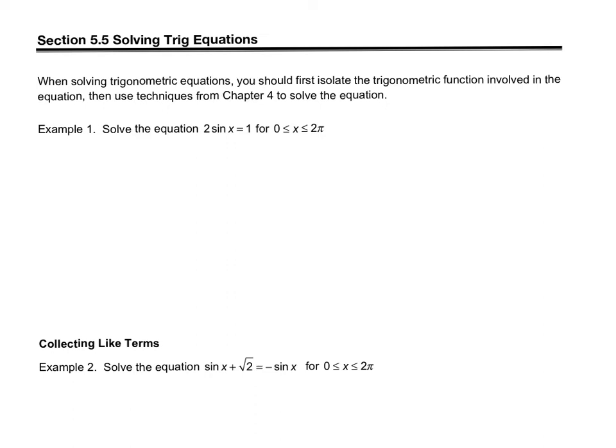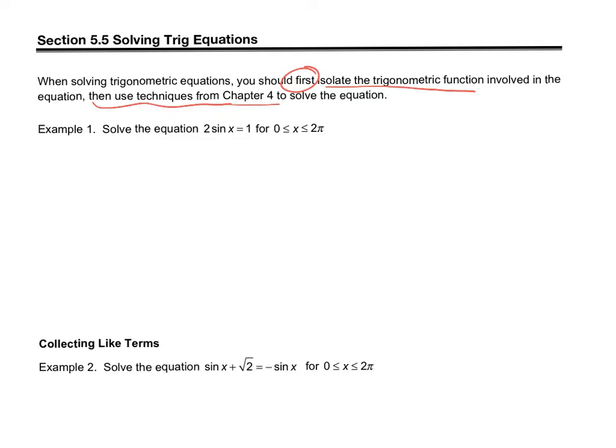We're skipping section 5.4 and going straight to section 5.5, solving trig equations. The first thing you're going to do is isolate the trig function involved, and then you're going to use the techniques from chapter 4 to solve the equation. So let's talk about what that looks like. This would be what you would see on a test. For example, solve the equation 2 sine x equals 1 for x between 0 and 2 pi.